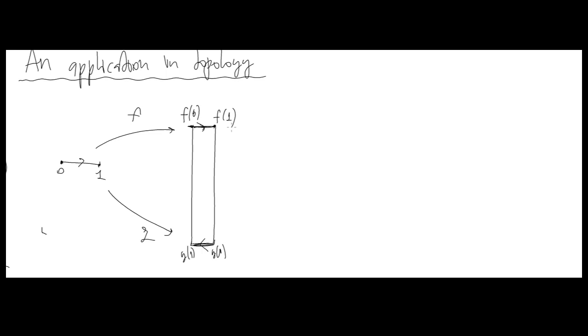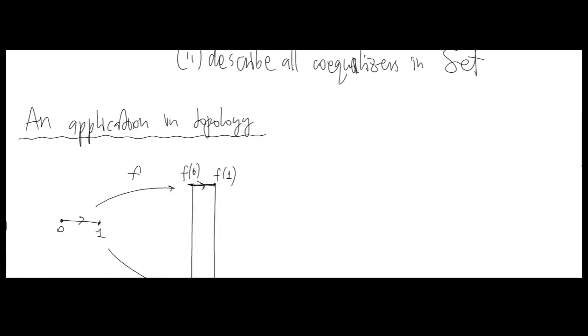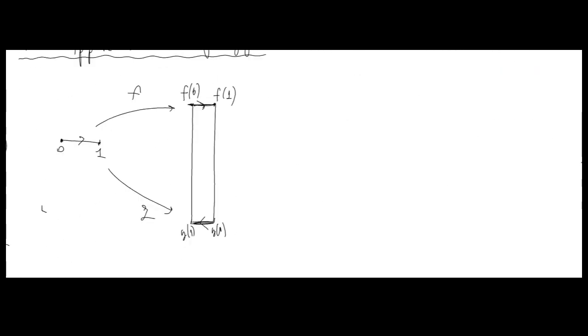What is going to be the co-equalizer? The set that we built here, this one, it's the set of pairs f(y), g(y), right? Let's identify those pairs. So we pick a random point here, right? The f(y) there will be here, and the g will be there. And those two need to get stuck to each other.